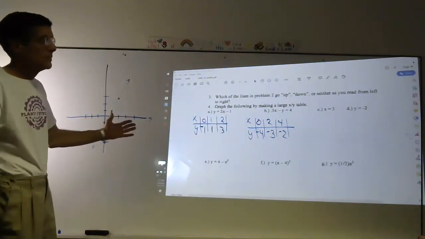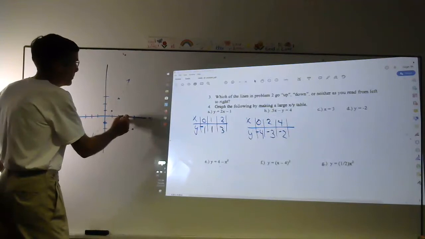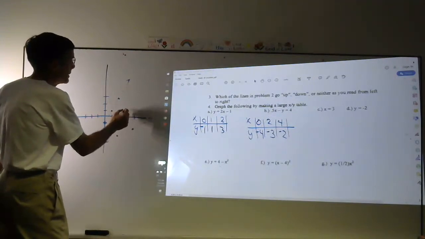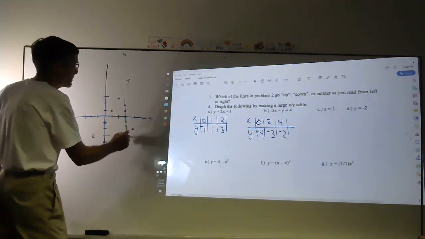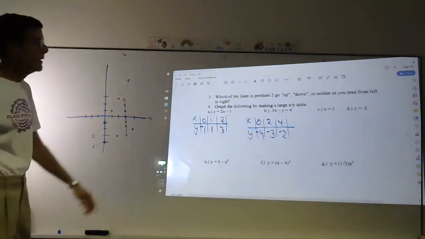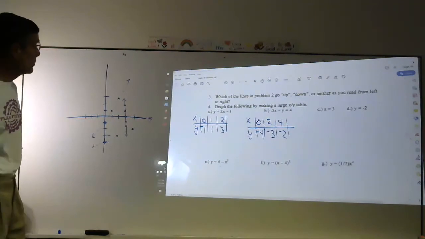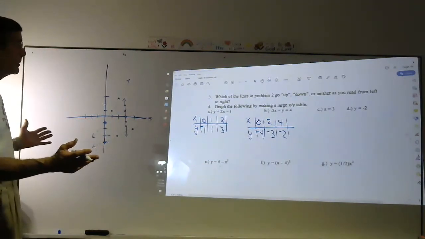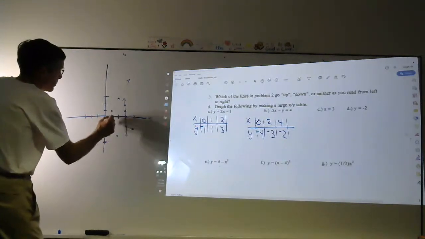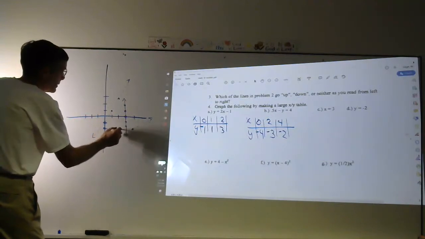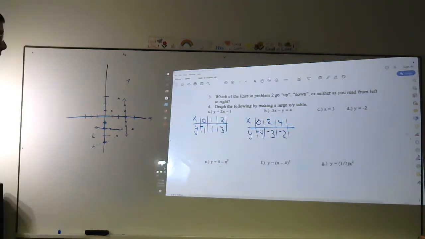X equals 3. Well, that's easy. X equals 3. It could be 3, 0, could be 3, 1, could be 3, 2. As long as the x value is 3, you get a vertical line going through 3. How about the last one? Y equals negative 2. I don't care what you do as long as the y value is always down 2. You could be at 0 and down 2, 1 and down 2, 2 and down 2. Here it is. Horizontal line for y equals negative 2. Okay?